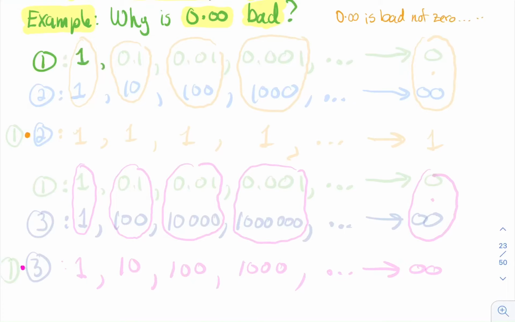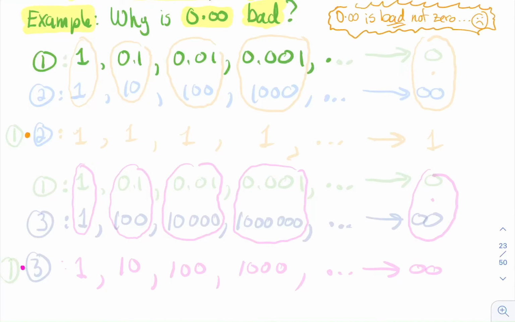1, and then I'm going to look at 0.1, 0.01, 0.001. You get the idea here. That sequence is getting closer to 0. And now let's look at this second sequence.